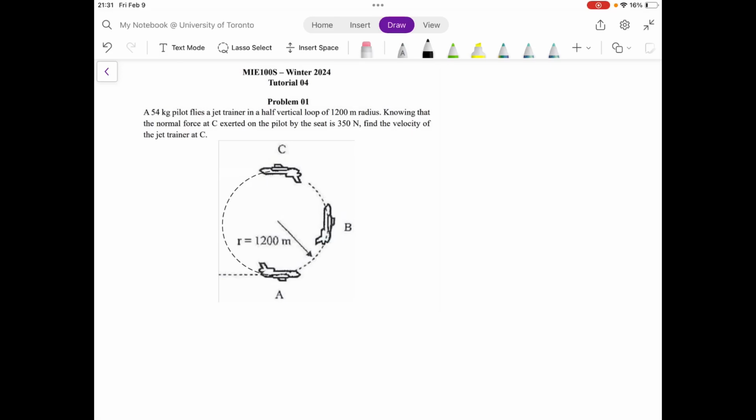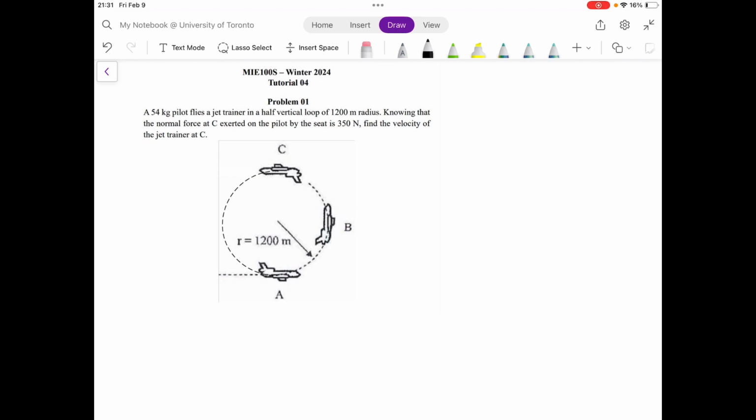Tutorial number 4, question number 1. A 54 kilogram pilot flies a jet trainer in a half vertical loop of 1200 meter radius. Knowing that the normal force at C exerted on the pilot by the seat is 350 newtons, find the velocity of the jet trainer at C.